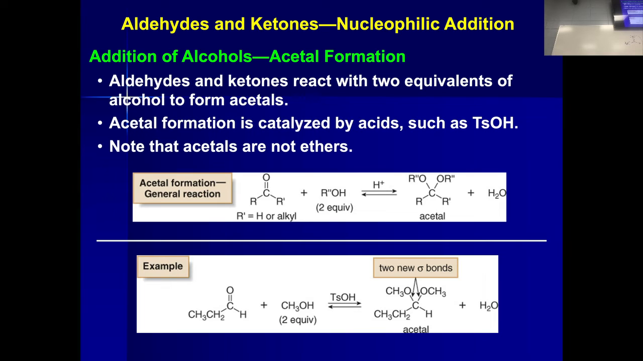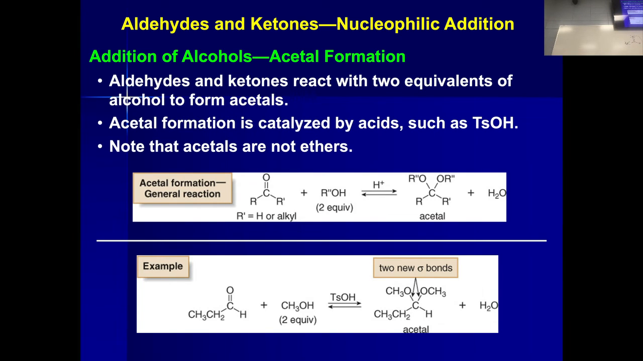Tosic acid looks like this. It's a strong acid, just like sulfuric acid is a strong acid. But it is the acid, for whatever reason, that organic chemists like to turn to. I say for whatever reason. I can tell you what the reason is.